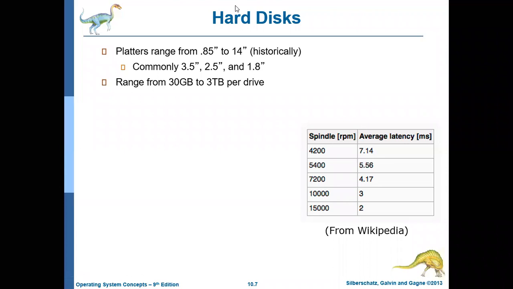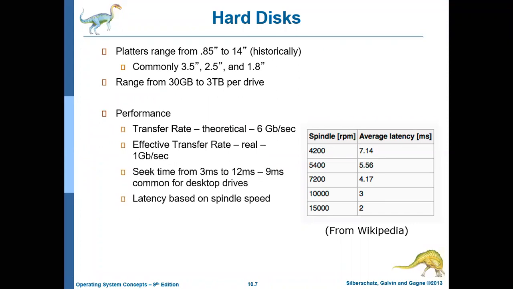Okay, fine. Let us continue. Normally the size of the platters ranges from 0.85 inches to 14 inches. Commonly the sizes of platters are 3.5 inch, 2.5 inch or 1.8 inch. And the size of a typical hard disk will be from 30 GB to 3 terabytes.